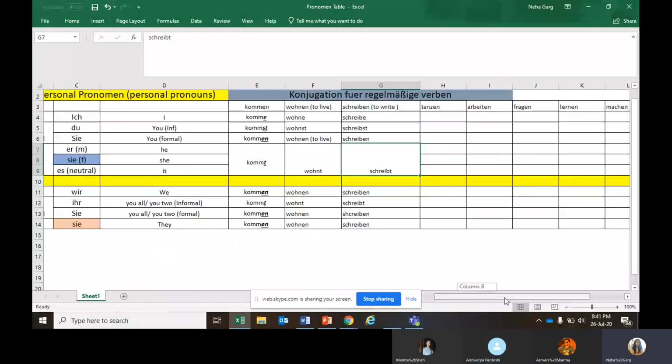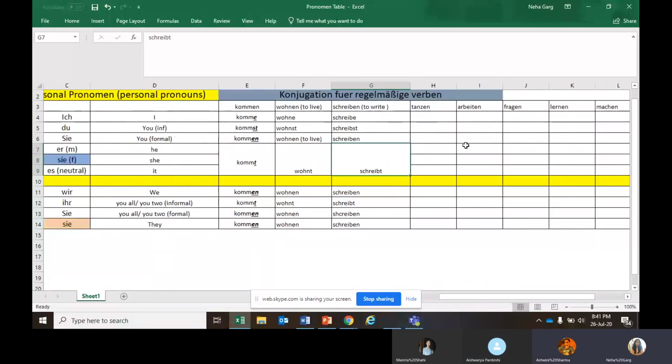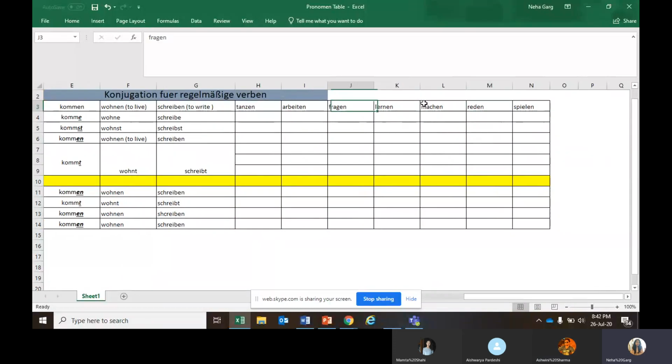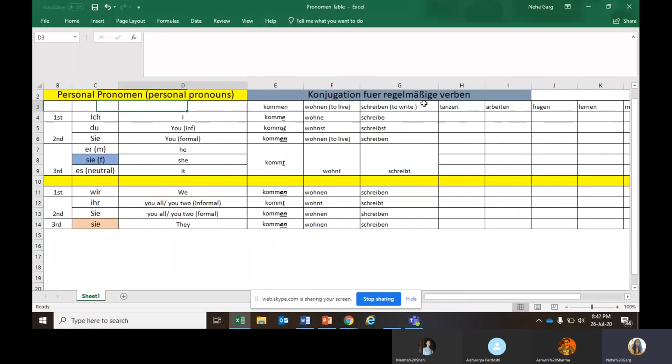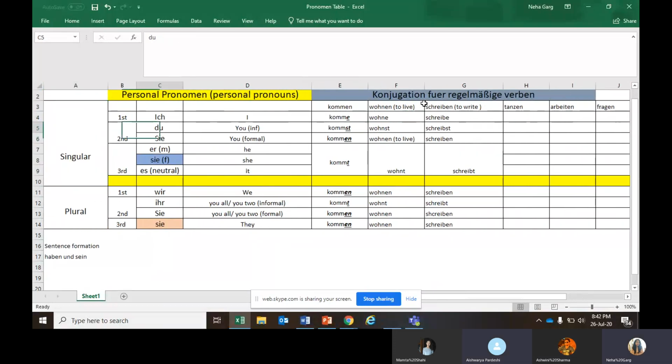So what I would be doing, I have written some regular verbs in this table as homework, and for your practice, you can write the different forms with each of the pronouns here, and then we can discuss it in the next class, maybe next weekend. Okay? And in case you have any question, all of you have my number. You can just reach out to me.